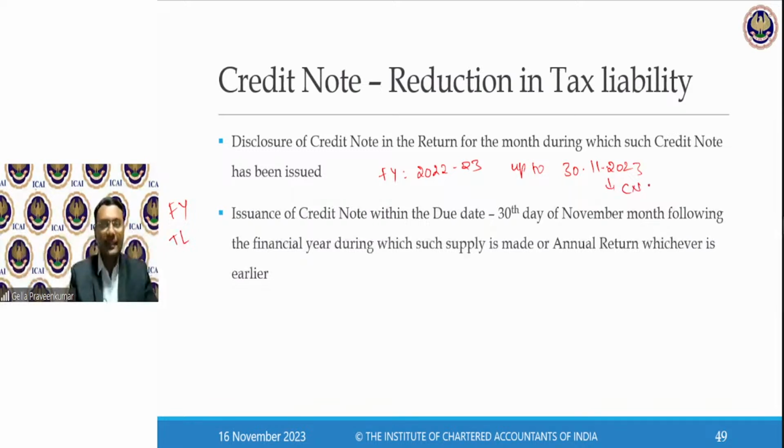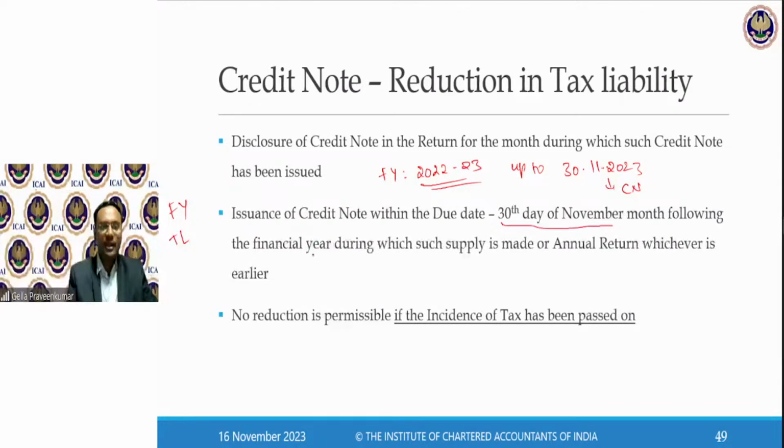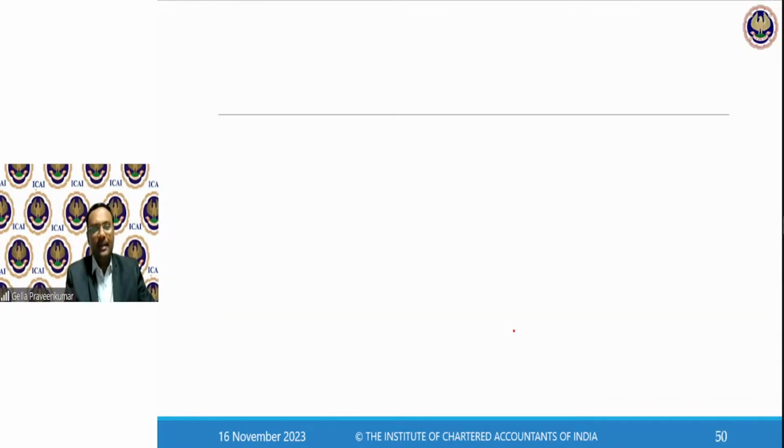I cannot issue a credit note beyond 30th November 2023. So that means to say, for any transactions of a particular financial year, earlier the time frame was 6 months, up to 30th September. Recently, in 2022, there was an amendment which took place. The date was enhanced to 30th November of the subsequent financial year. So this is my time limit for issuance of a credit note. No reduction is permissible if the incidence of tax has been passed on.